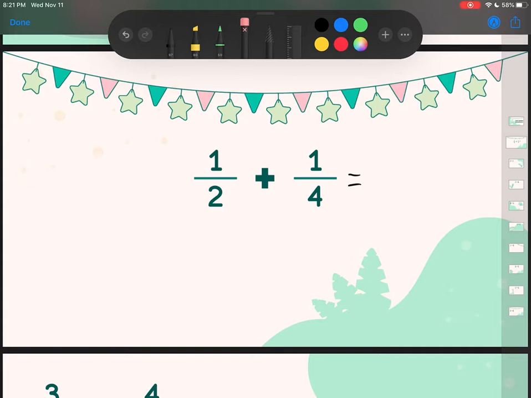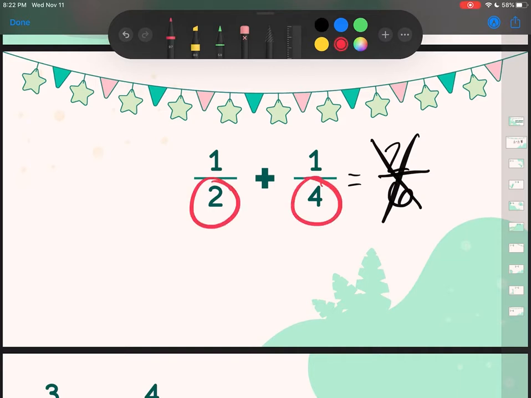In 4th grade, y'all are used to adding fractions just the top, and they already have the same denominator. In 5th grade, they've got different denominators. So you do not add them like 1 plus 1 is 2, and 2 plus 4 is 6, right? You do not do that. You need to make sure that they have what is called a common denominator. So their denominator has to be the same.